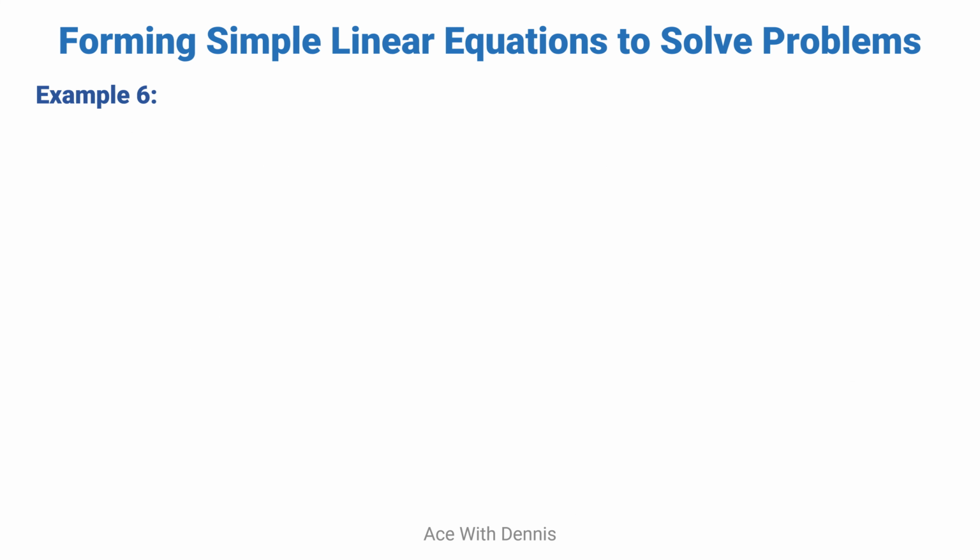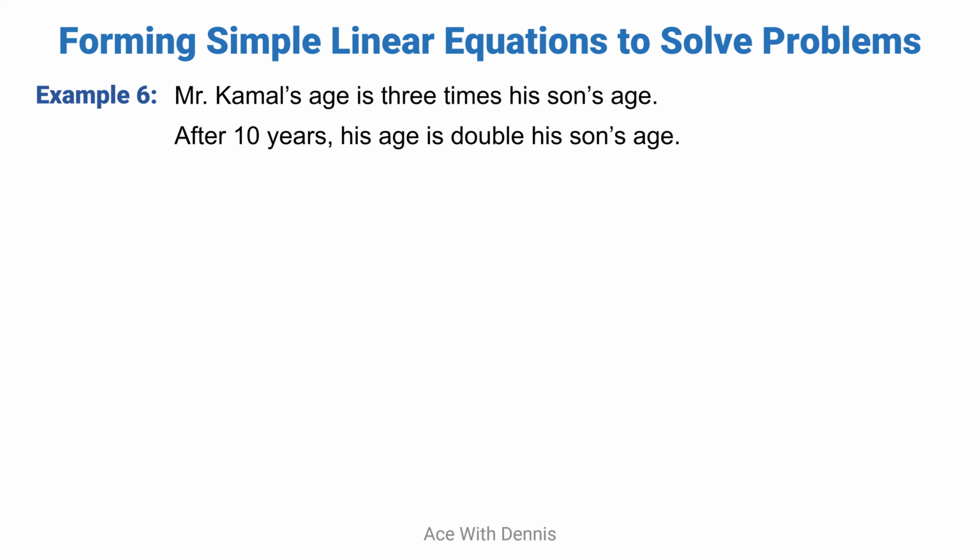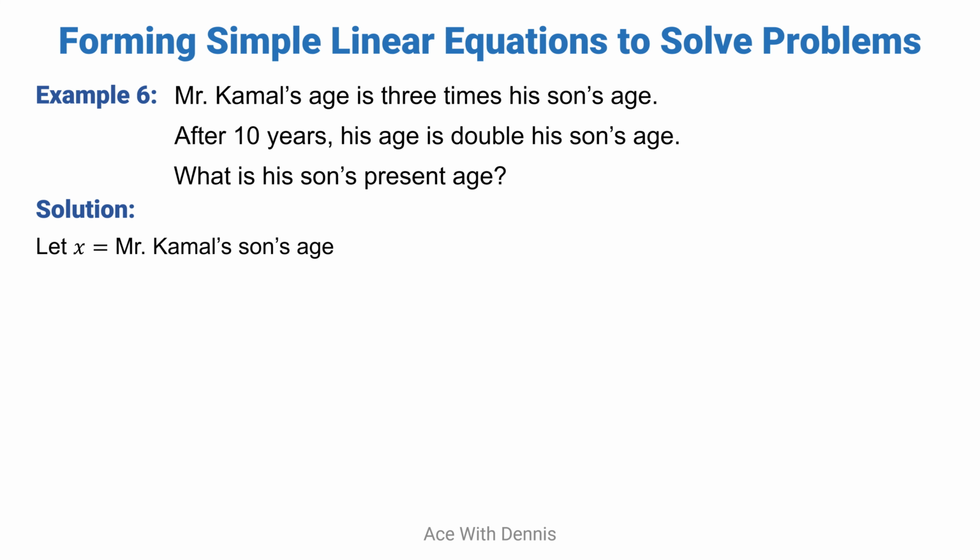Example 6. Mr. Karma's age is 3 times his son's age. After 10 years, his age is double his son's age. What is his son's present age? So here's the solution. Now let's understand the question. We want to find Mr. Karma's son's present age. Therefore, we let x be Mr. Karma's son's age.